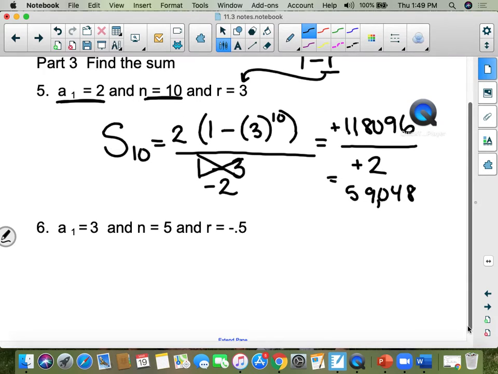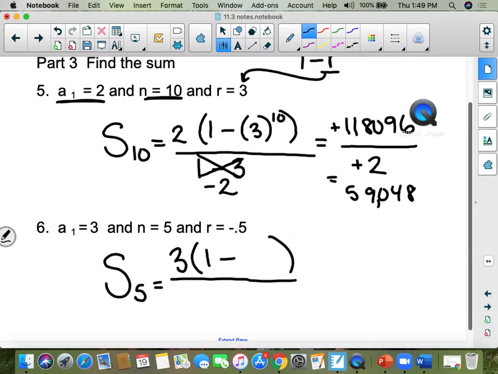Okay, let's do one more. We're going to find the sum of the first 5 numbers for this one. A1 goes here, 3. You need a 1 minus, and you need a 1 minus. That's on your formula. The ratio goes here, the -0.5 goes here, raised to the 5th power. All over 1 minus a -0.5, which is the ratio again.